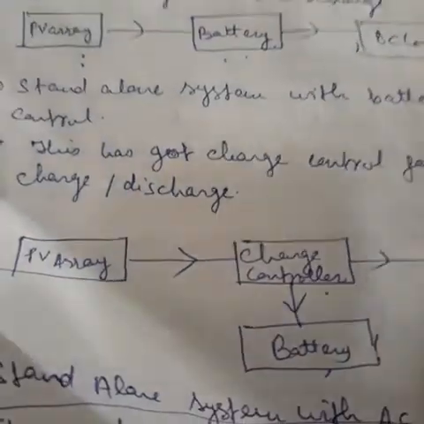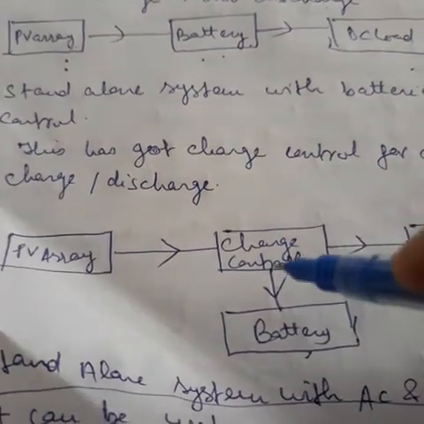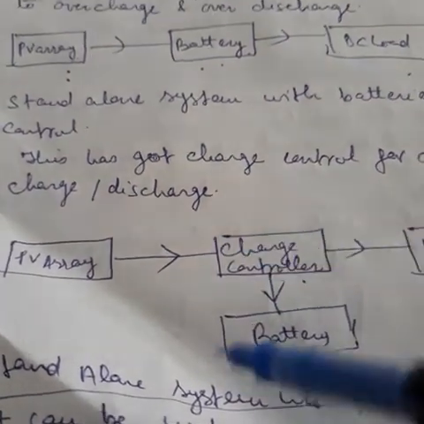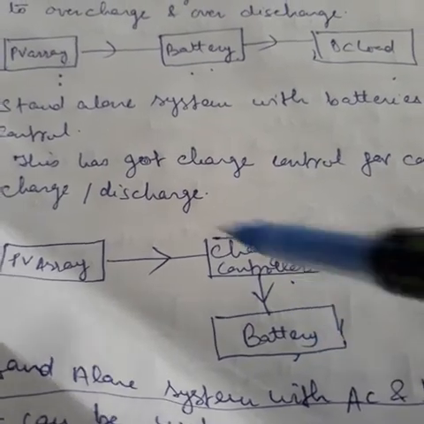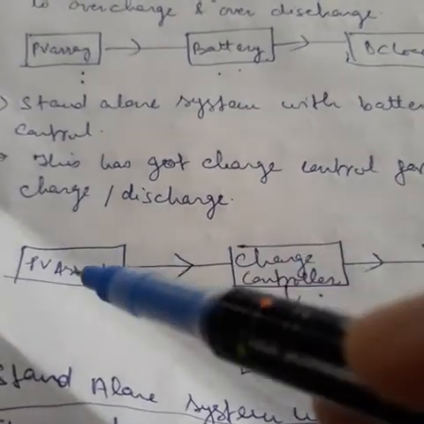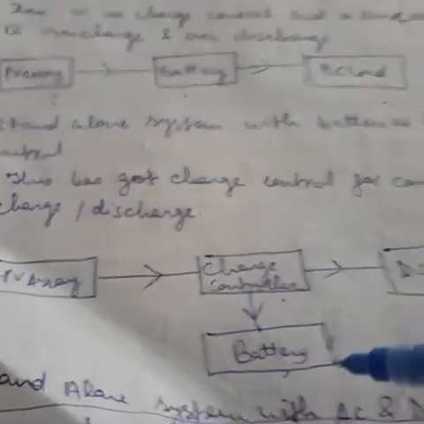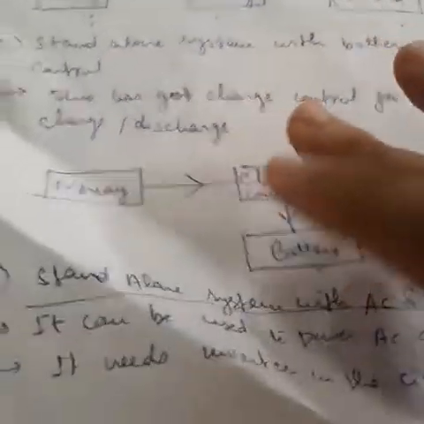Problems occur, so there has to be control. A charge controller must be there, which decides how much supply goes to the battery charging, and that is to be controlled by the charge controller. So PV array, that is the charge controller, and this one is the DC load.